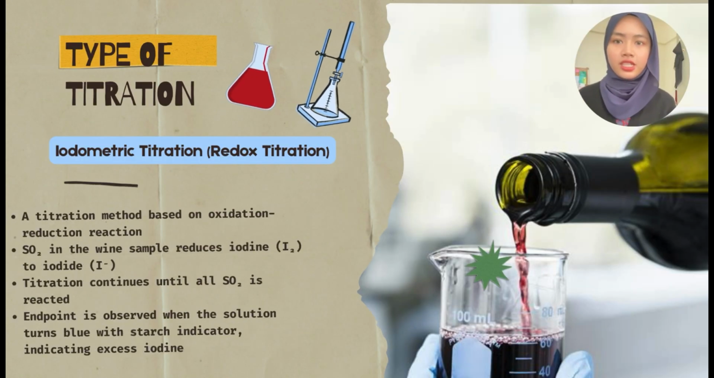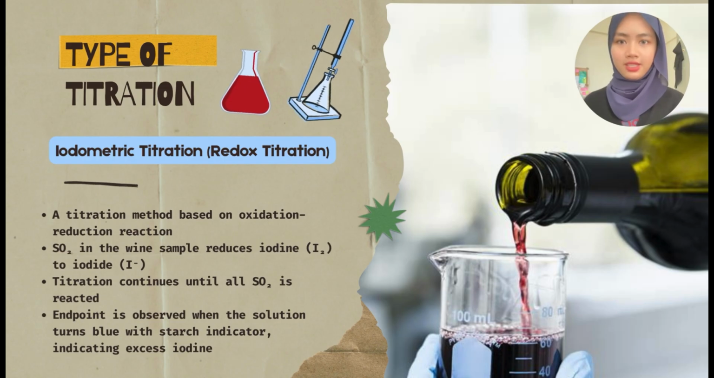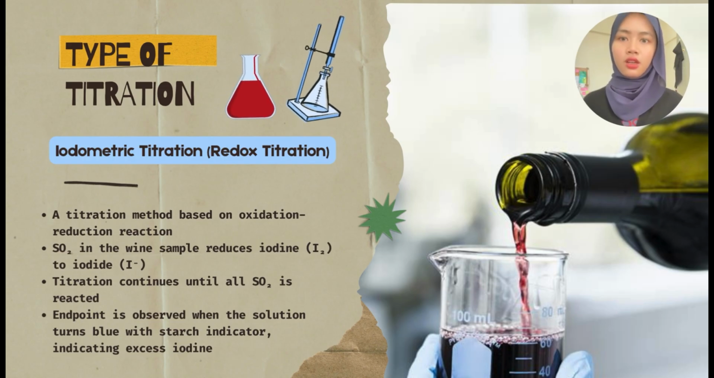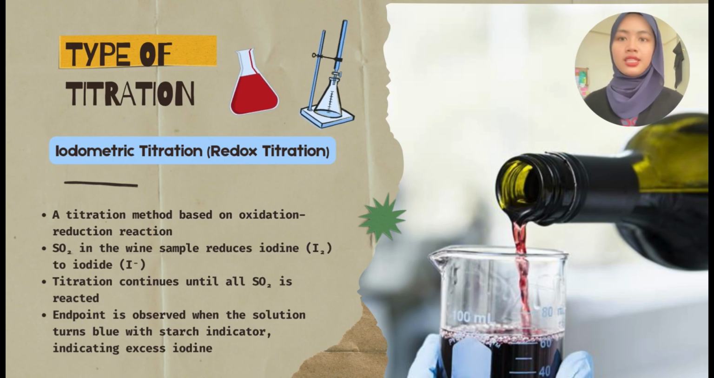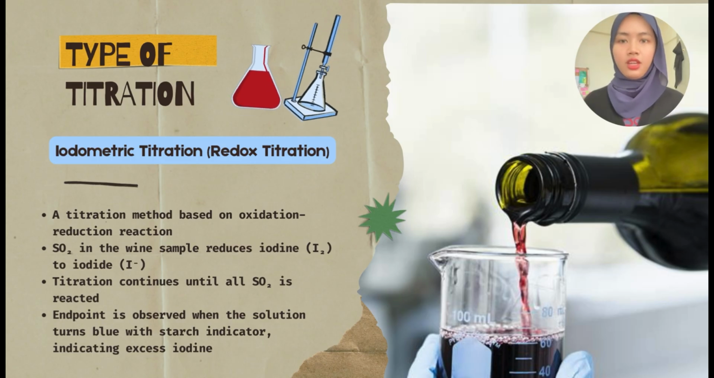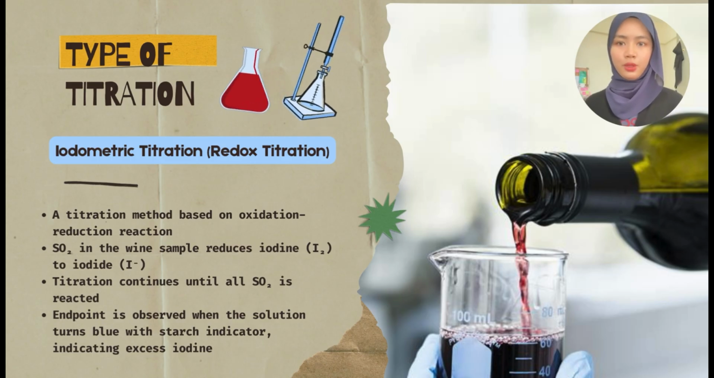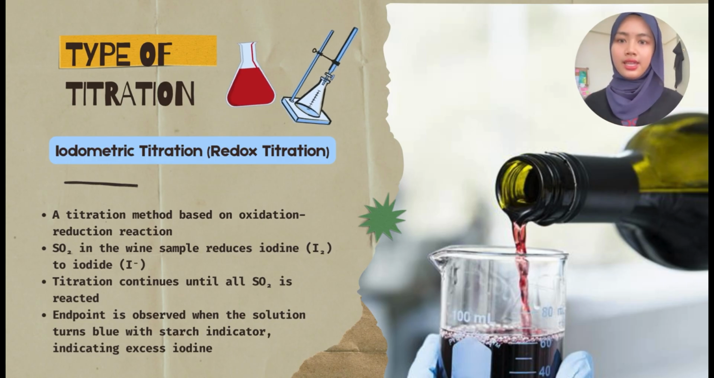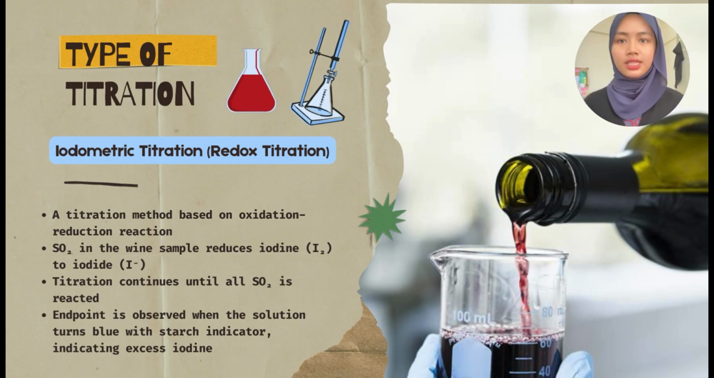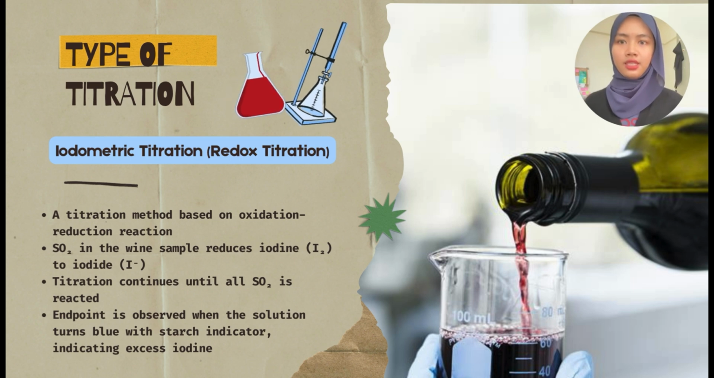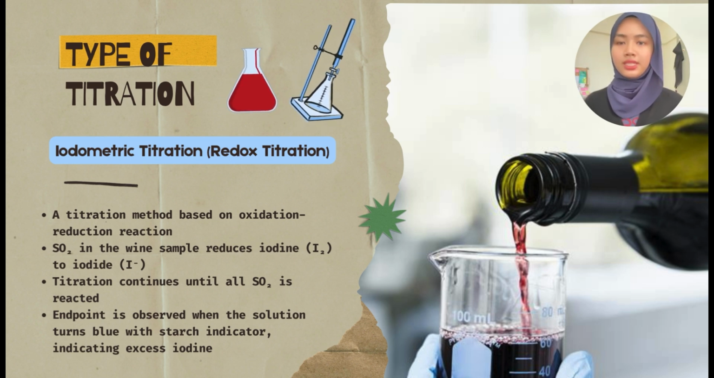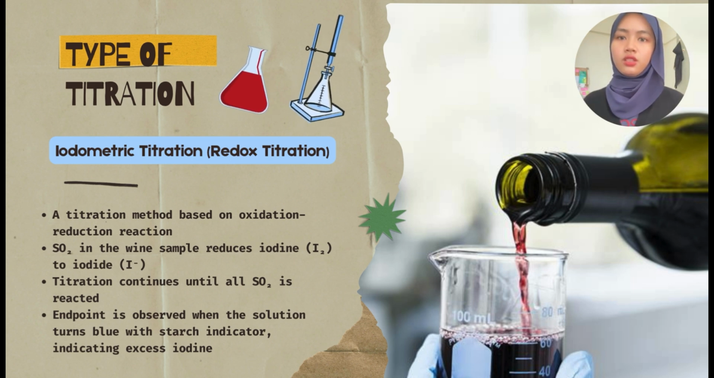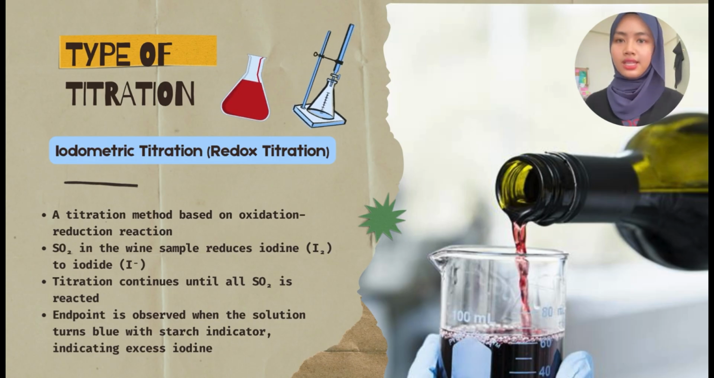The type of titration used for determination of sulfur dioxide or SO2 in wine is called iodometric titration, and it is a type of redox titration. Redox means there is a transfer of electrons between two substances. One substance loses electrons and the other gains electrons. In this titration, the SO2 in the wine acts as a reducing agent, which means it loses electrons. The iodine solution that we add works as an oxidizing agent, meaning it will accept those electrons.